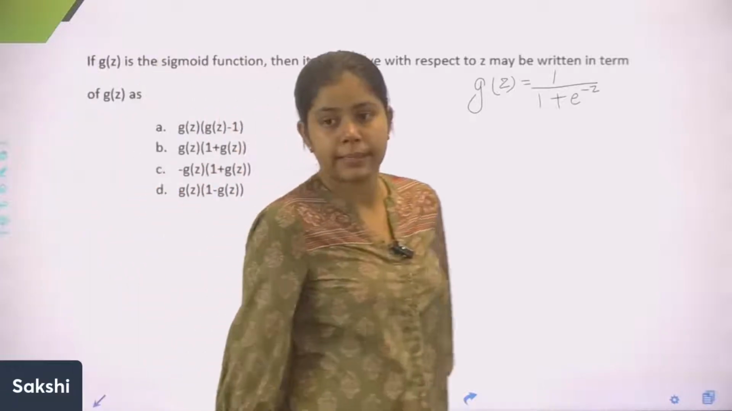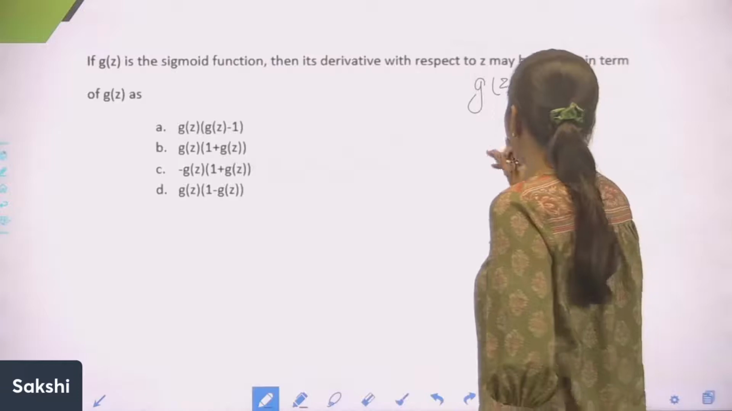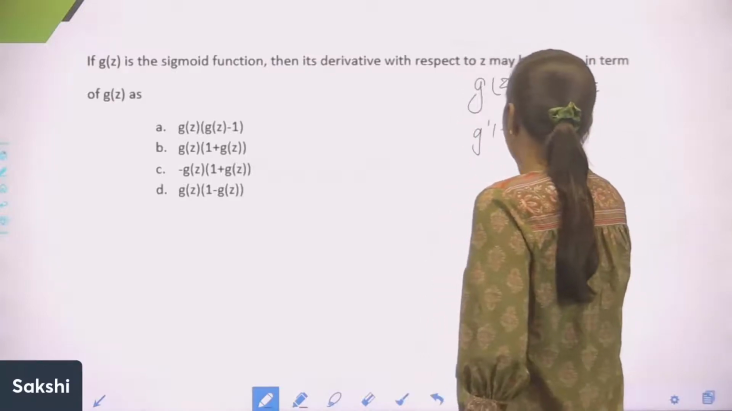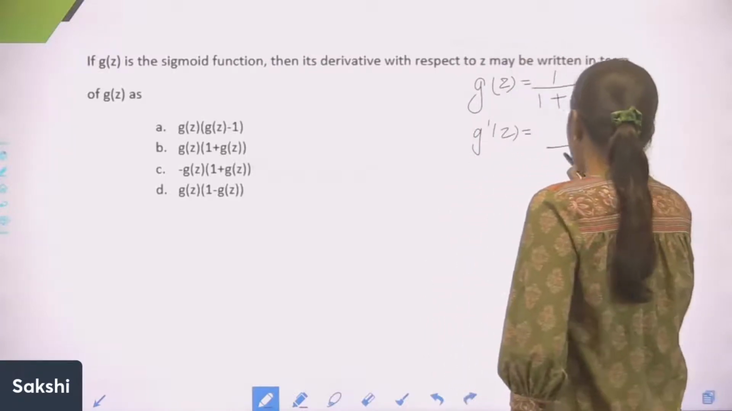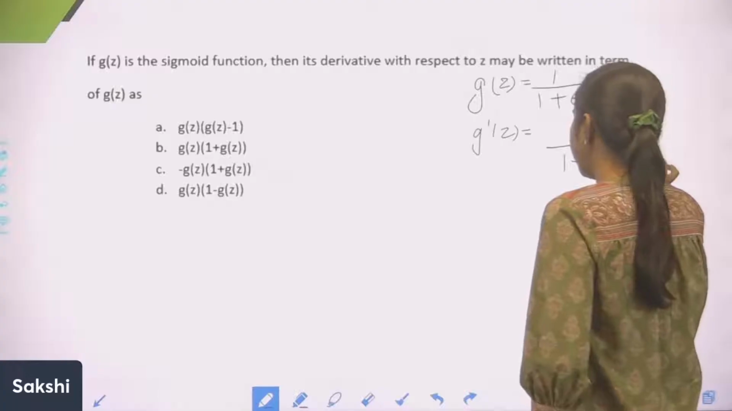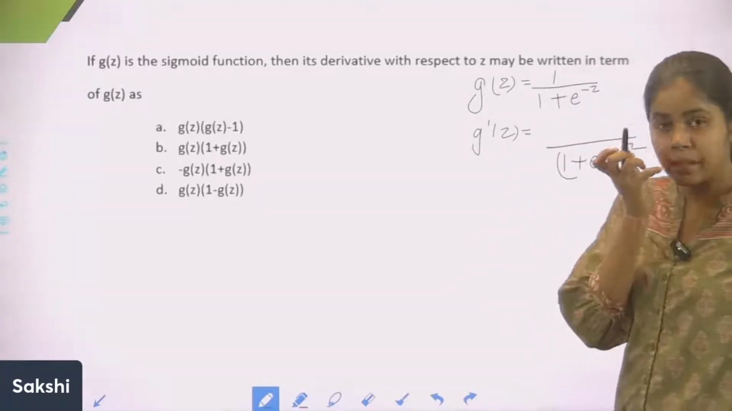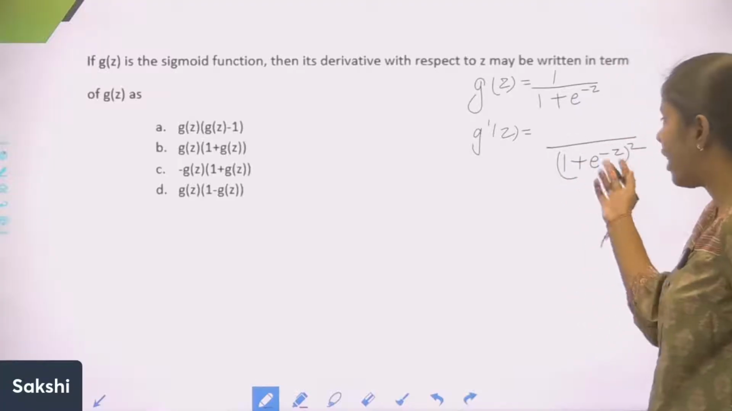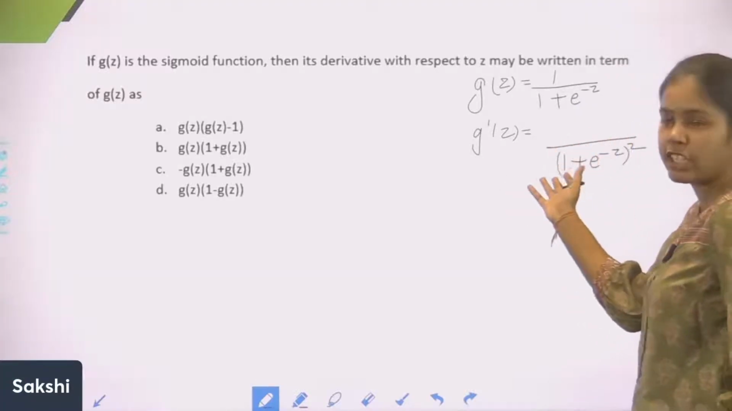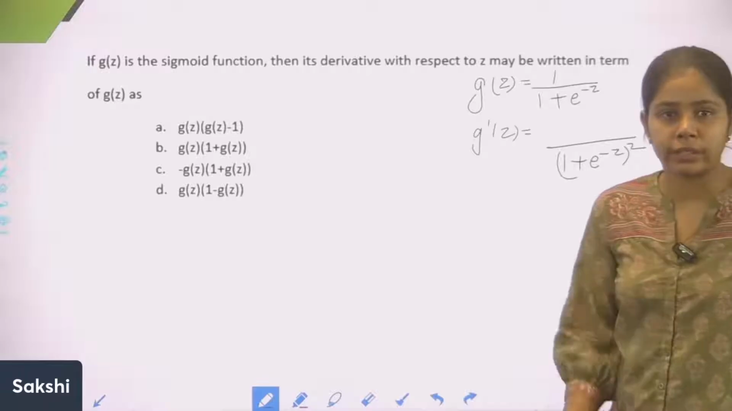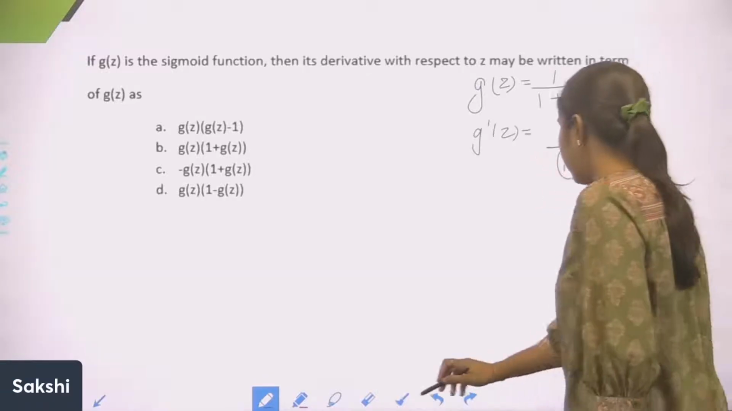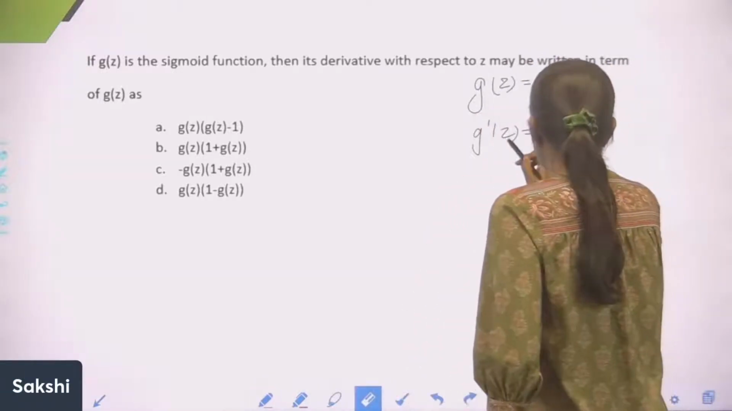Let me know, guys. So what would you do? You would find out g dash z. So guys, I'm just solving it. There is no need to solve it. I hope you already have solved it when you worked on the cost function of logistic regression. We always find out the derivatives, right? I'm just showing you how to find out the derivative. Basically, what would I do?